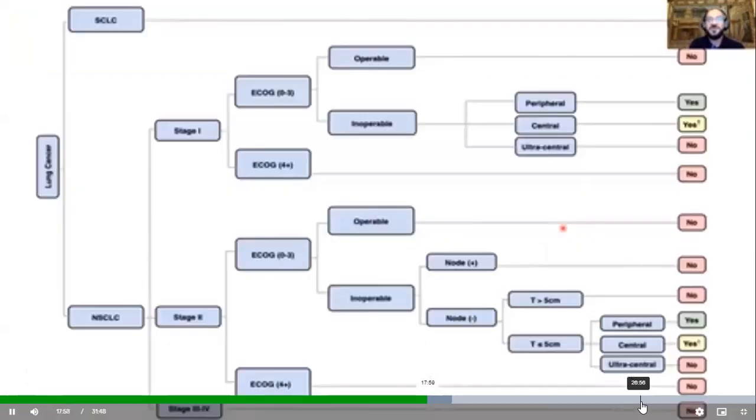This is our model or decision tree that we built up from reviewing all these guidelines. So we have all the different indications, and then at the end, we see whether or not SABR will be recommended.